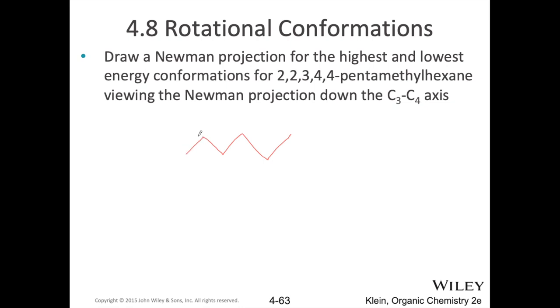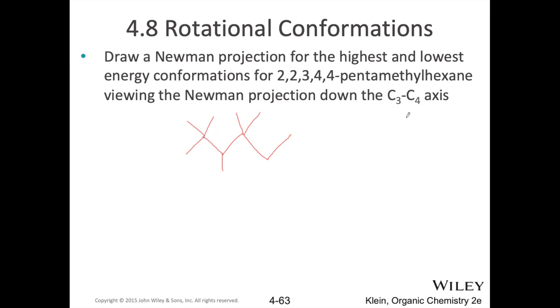So if we number this 1, 2, 3, 4, 5, 6, we have 2 methyl groups on that number 2 carbon, hence the 2, 2. We have 1 methyl group on the number 3 carbon, because there's only a 3 listed there, so that's down that way. And we have 2 methyl groups on that number 4 carbon. That's why 4 is listed twice. Okay, and carbons 1, 5, and 6 don't have any other substituents.